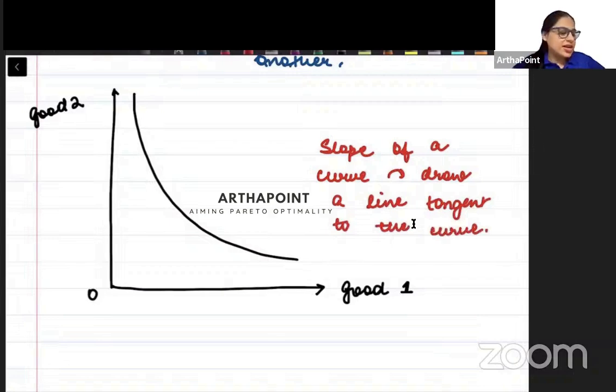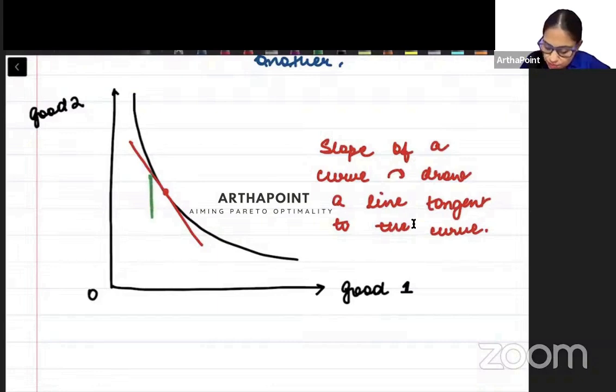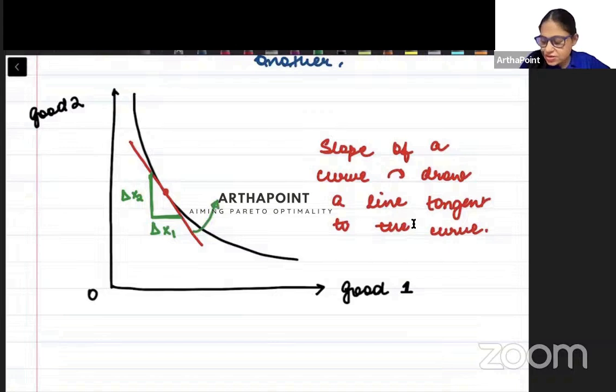If I want to understand the slope of any curve, अगर मुझे किसी भी curve का slope जानना है, I will draw a line tangent to the curve. So I am drawing a line tangent to this curve. Slope is defined as perpendicular by base, change in perpendicular by change in base. So change in good 2 by change in good 1. And this slope of indifference curve, IC के slope को बोला जाता है MRS. That is called MRS.